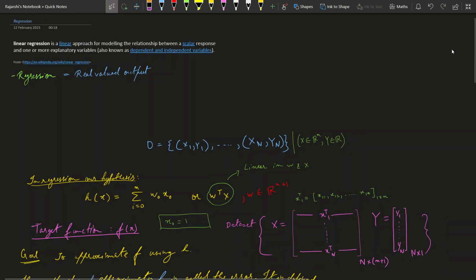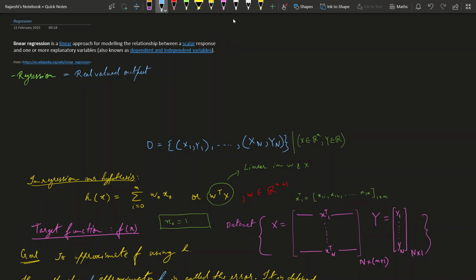So in this video we will discuss linear regression. Regression basically means real valued outputs, and we can see the definition of linear regression as defined in Wikipedia. It says that a linear regression is a linear approach for modeling the relationship between a scalar response and one or more explanatory variables, also known as dependent and independent variables.